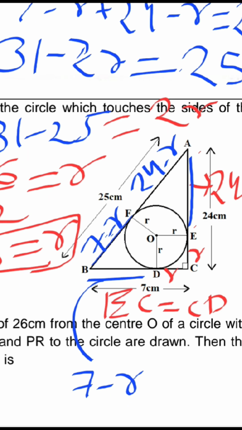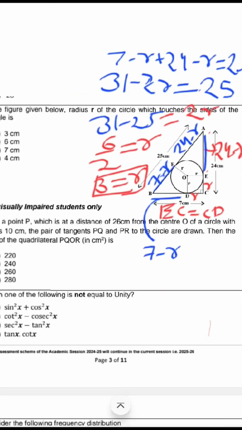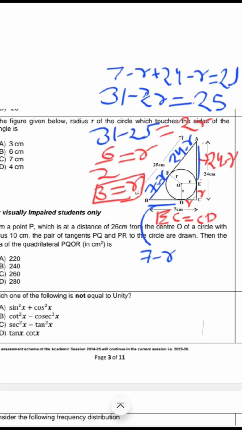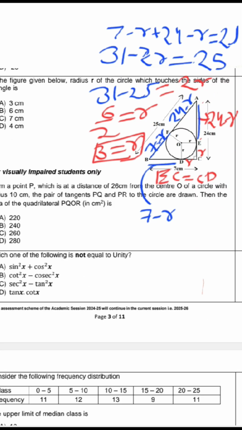See what your right answer is here in question number 11. Option number A, that is 3. I hope you have understood this question. Here you just have to use the concept of square and the concept of tangent.